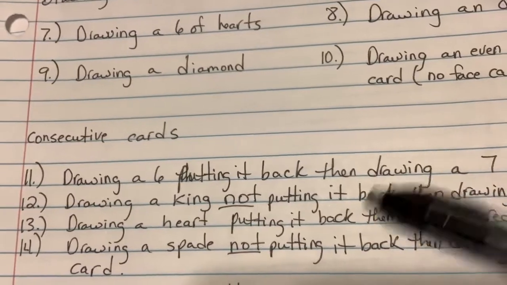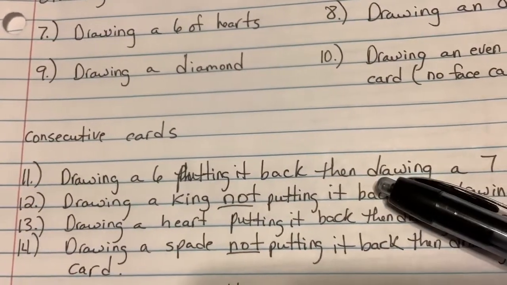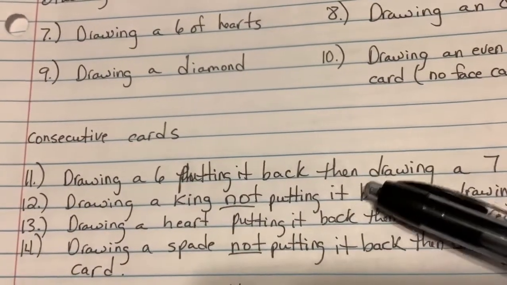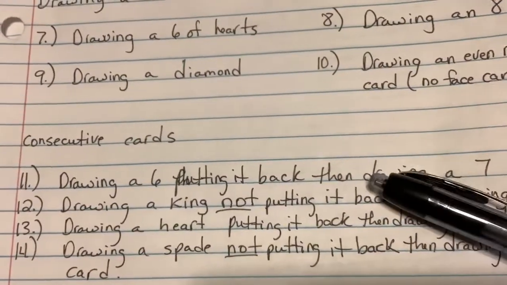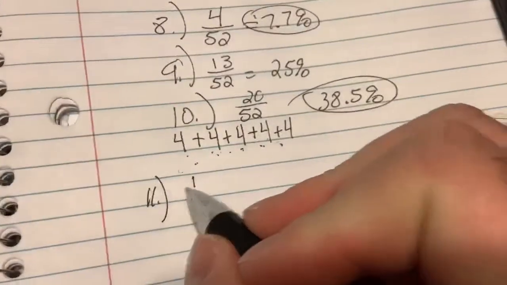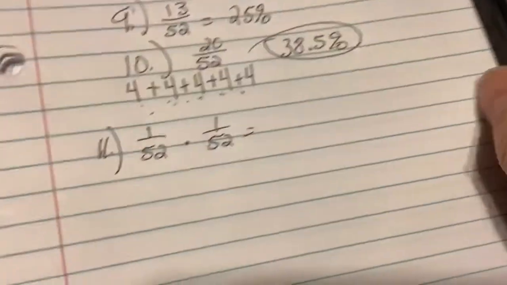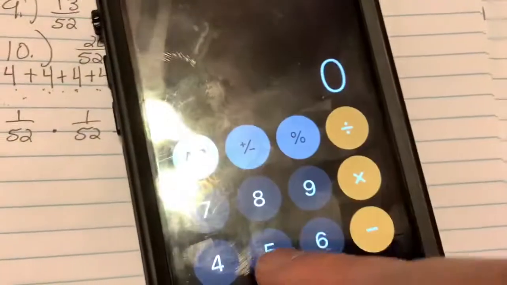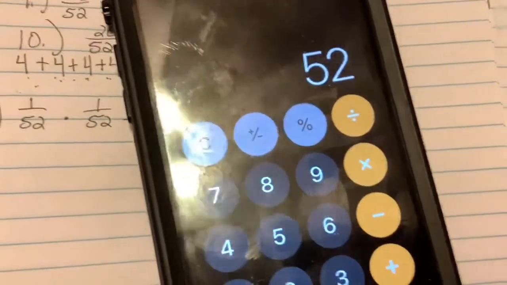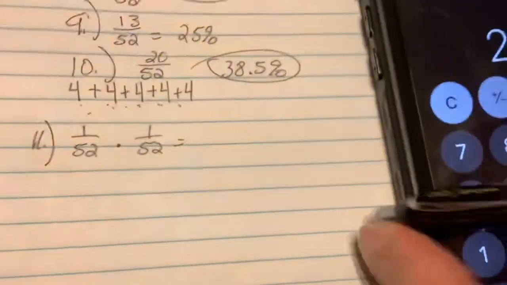Okay, that changes both the outcomes. So make sure you look and see if you put it back or not. Drawing a 6, putting it back, and then drawing a 7. So 1 out of 52 times 1 out of 52. Okay, and so we've got to do a quick math thing here. 52 times 52 is 1 out of 2,704.